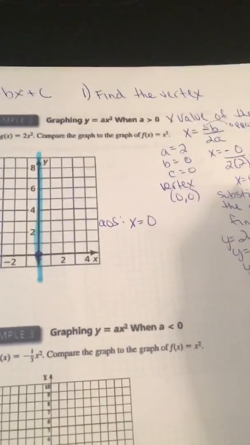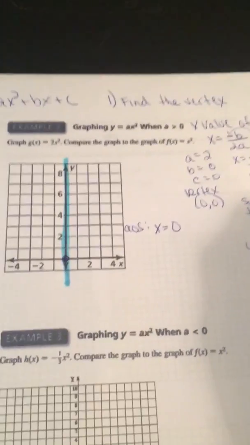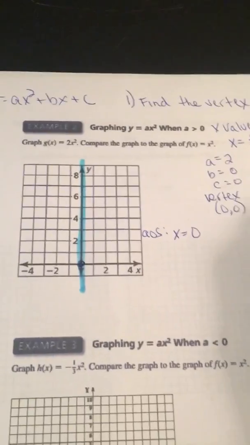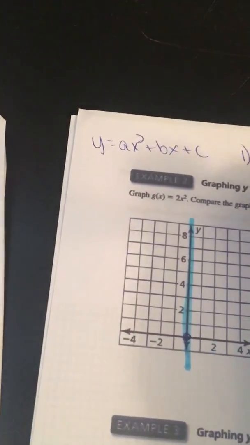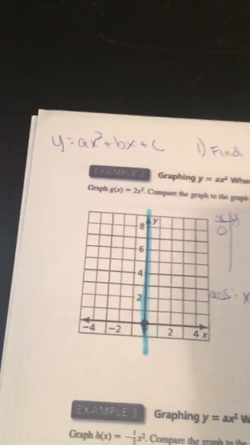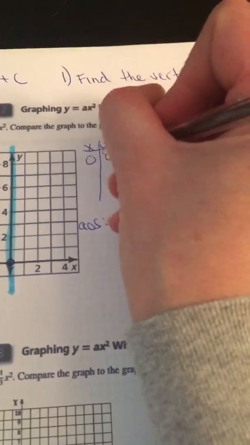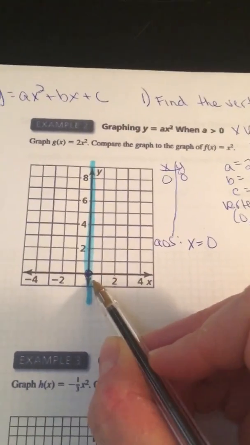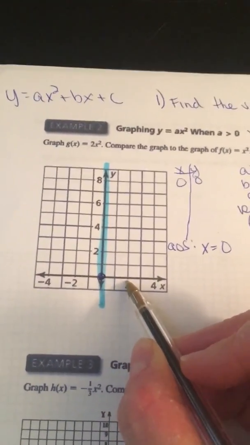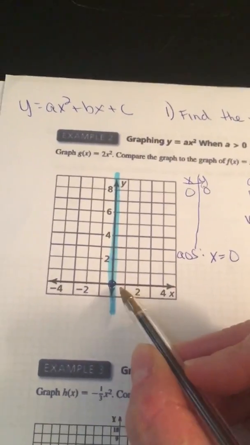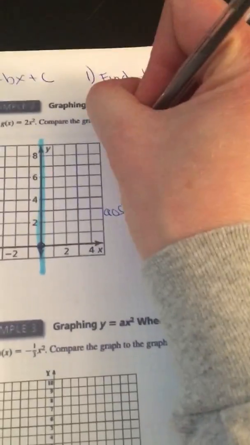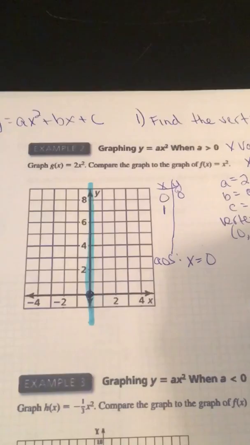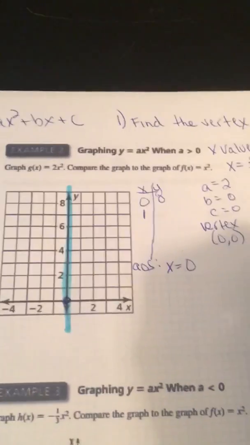So now we're going to find more points on that graph. Okay, so we're going to make a little table. We already know that when x is 0, y is 0, that's our vertex. So let's find some points on the right side of our vertex. All right, we can use any x values that we want. I use the x values closest to the vertex to begin.